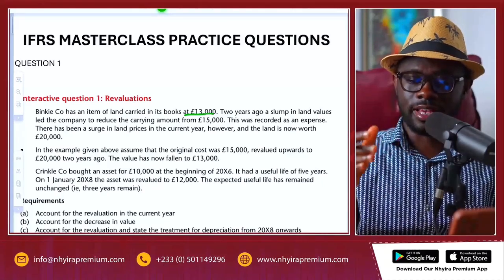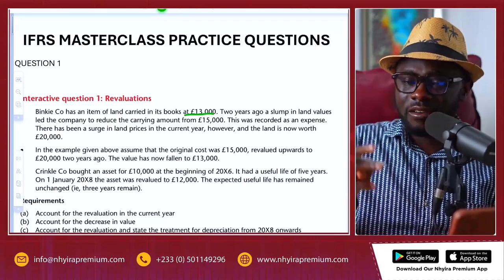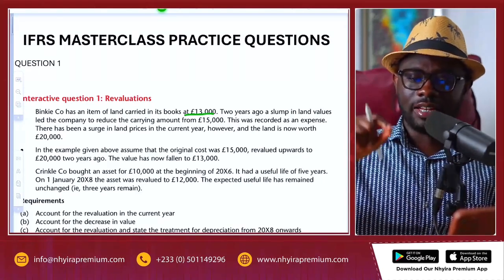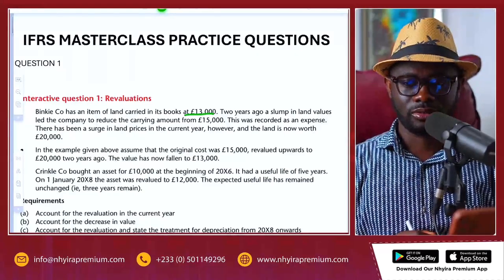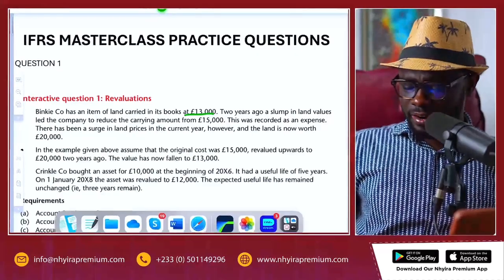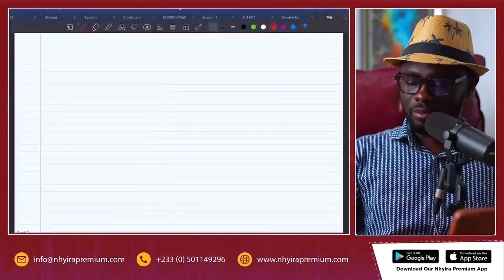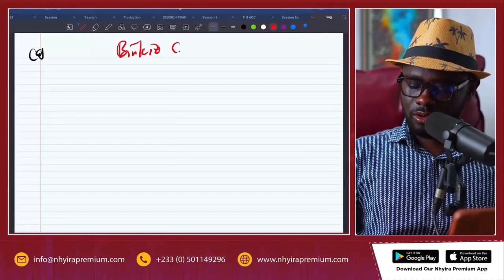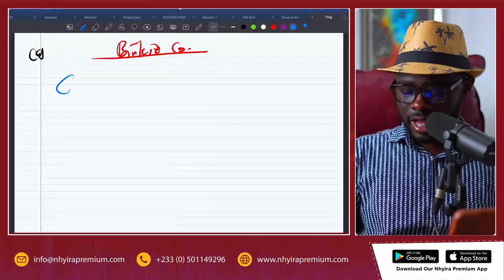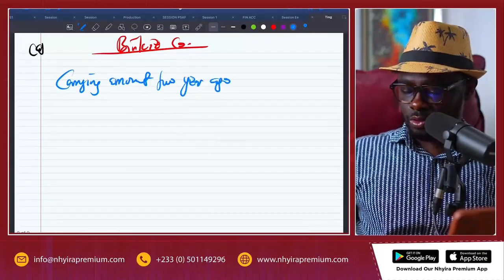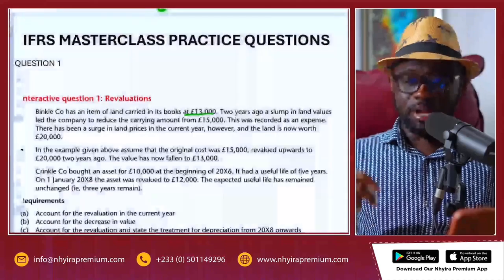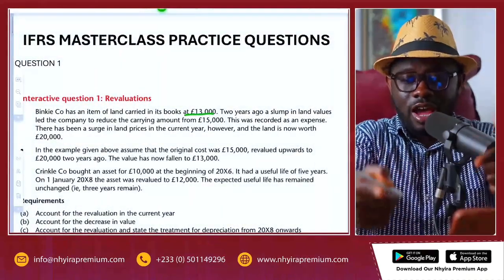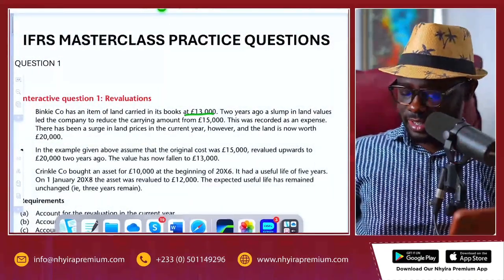There has been a surge in land prices in the current year. However, the land is now worth £20,000. So let's gather around what is going on here. So Binki Co. So we get first the carrying amount 2 years ago. We were told that 2 years ago it was carried at £15,000. But then they are now carrying it in their books at 13,000.